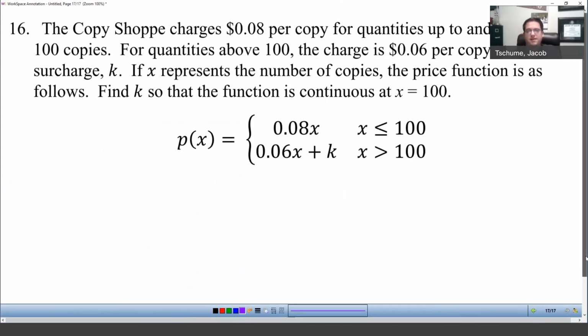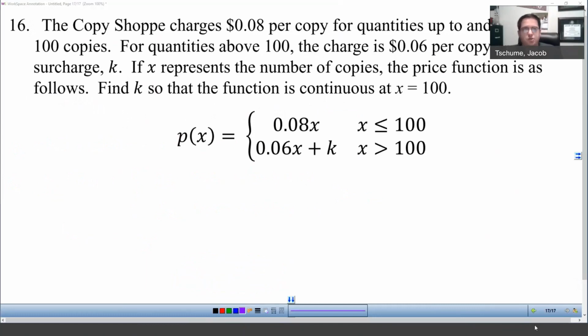All right, and then just like in the last video, I usually end most sections with a word problem or two to kind of show you where this applies, so let's do that. Number 16. The copy shop charges 8 cents per copy for quantities up to and including 100 copies. For quantities above 100, the charge is 6 cents per copy plus a surcharge K. If X represents the number of copies, the price function is as follows. Find K so that the function is continuous at X equals 100.